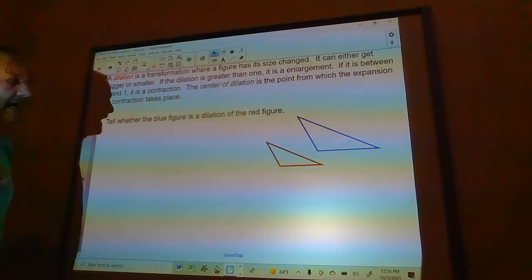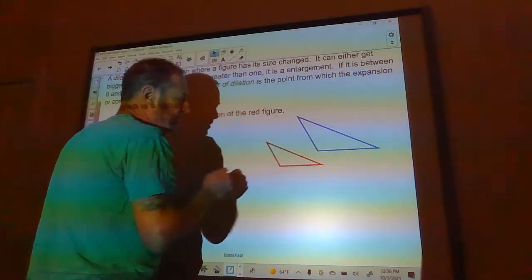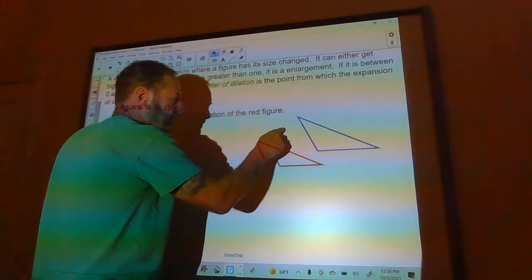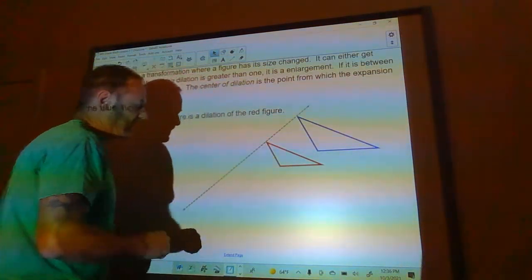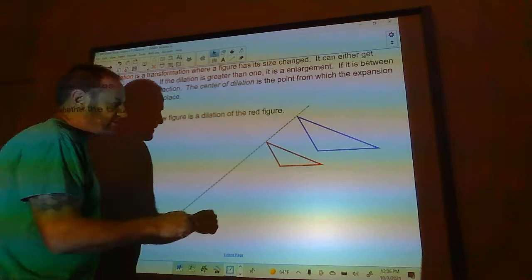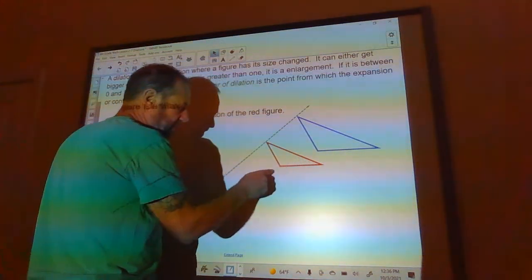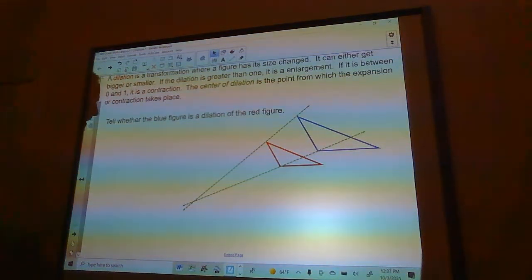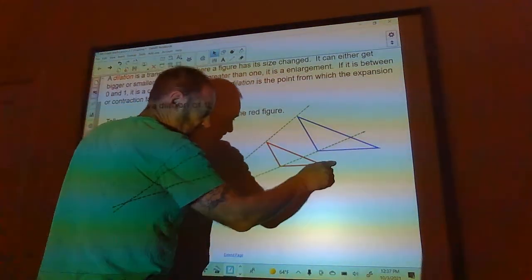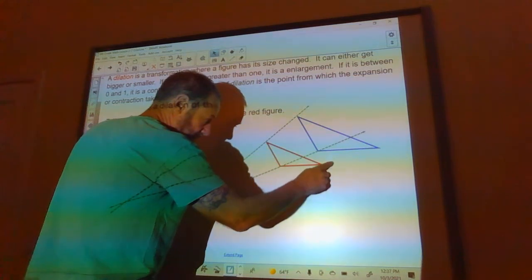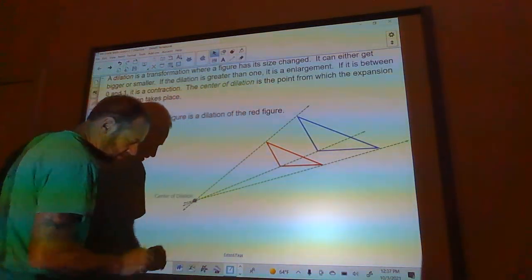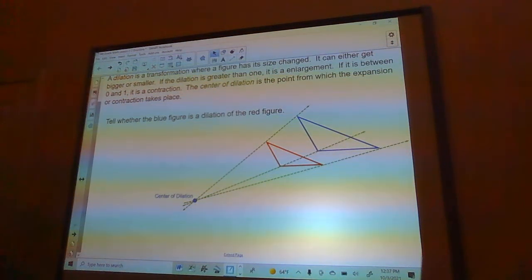So one way to do that, notice they're exactly the same shape, they're just a different size. One way to do that is to take corresponding points like these two and connect them with a line like this. And then we can take some more corresponding points that go together. You need to do at least 2 like this, and it's probably best to do 3, so we can take these 2 and do this. And notice they all meet right here. Okay, that's called the center of dilation.